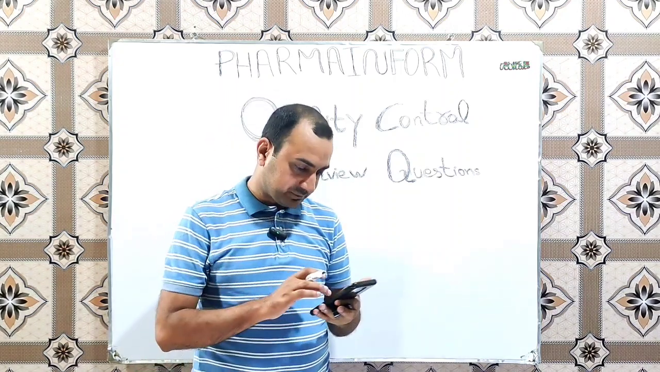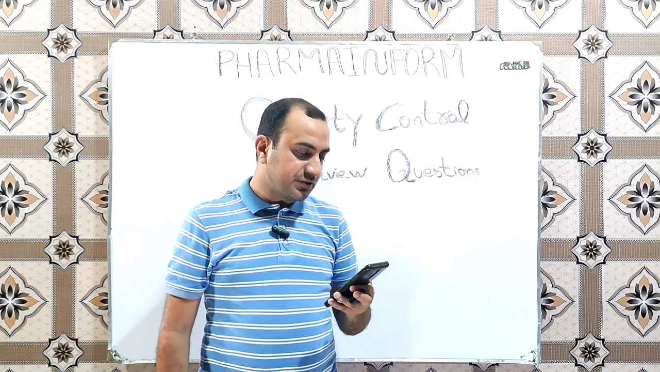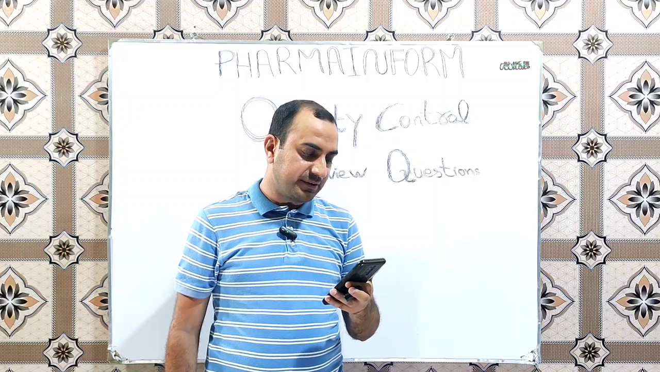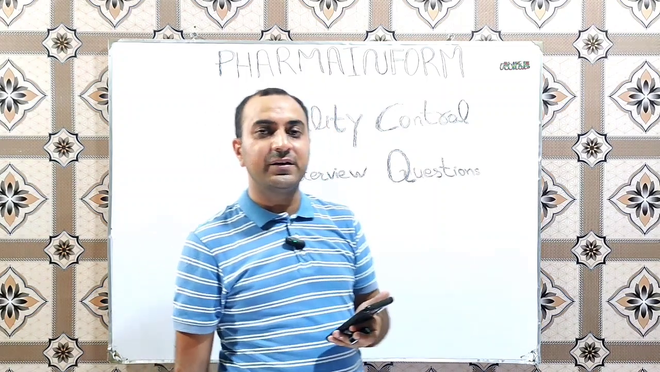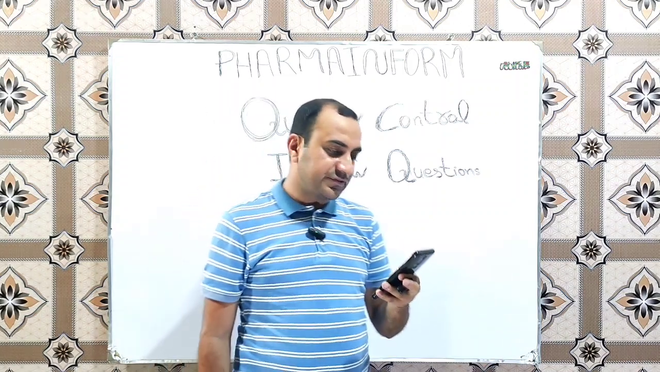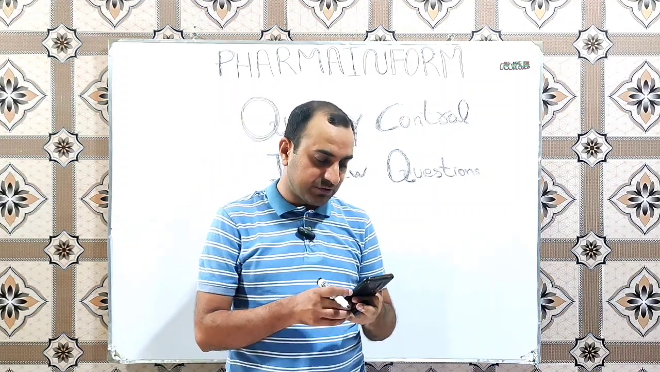What is deviation? A deviation is undesired event that is different from standard or approved procedures, processes, instructions, or specifications.